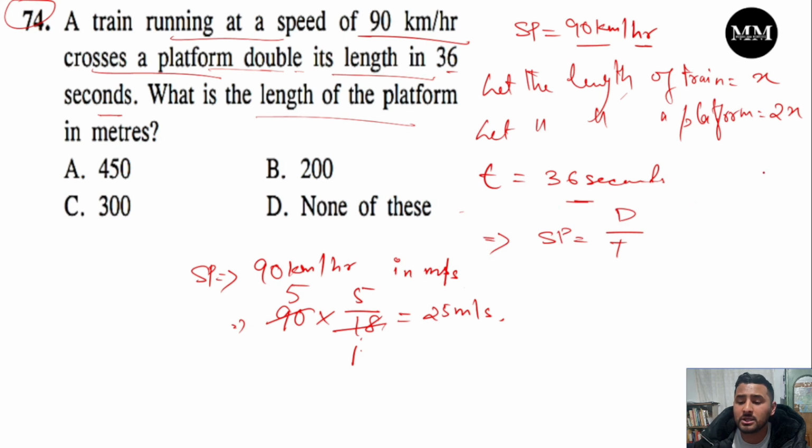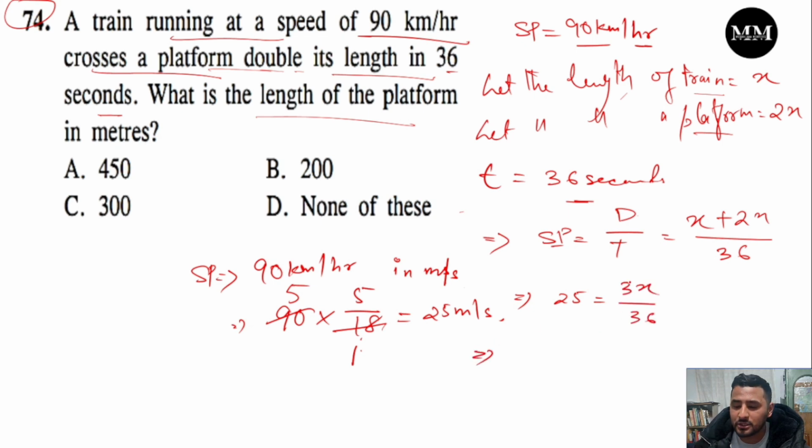Now total distance will be how much here? See, the length of train and length of platform together are the total distance. So you'll get x plus 2x by time, which is 36 seconds. We know the speed is 25, so 25 equals x plus 2x, which is 3x by 36. Now start with the cancellation. 3 1s are 3, 3 12s are 36, 3 2s are 6. Bring this 12 and multiply with 25, equal to x.